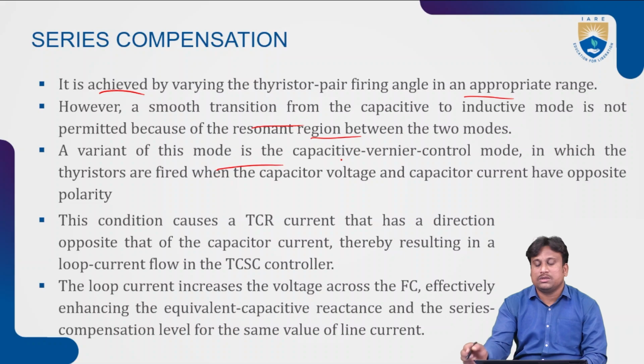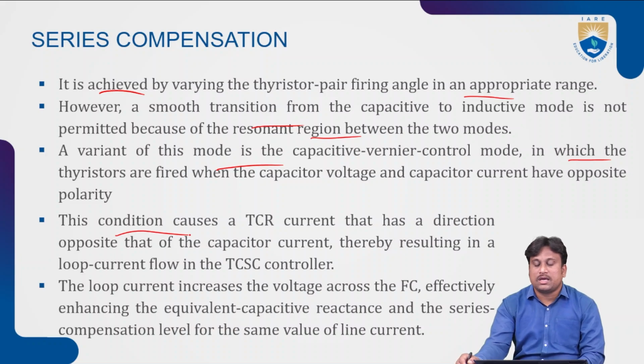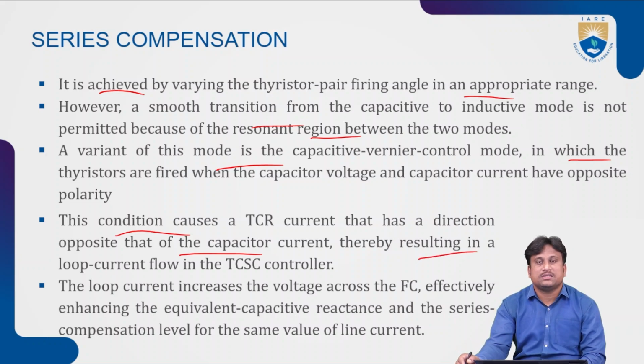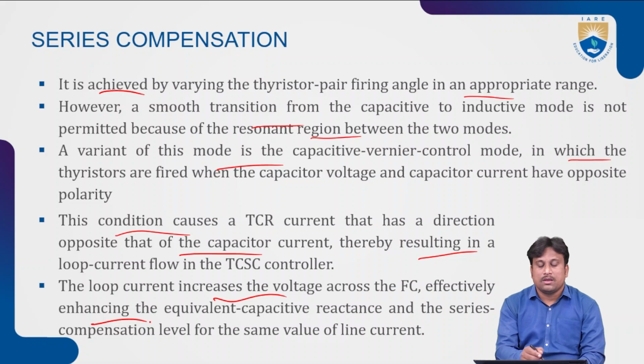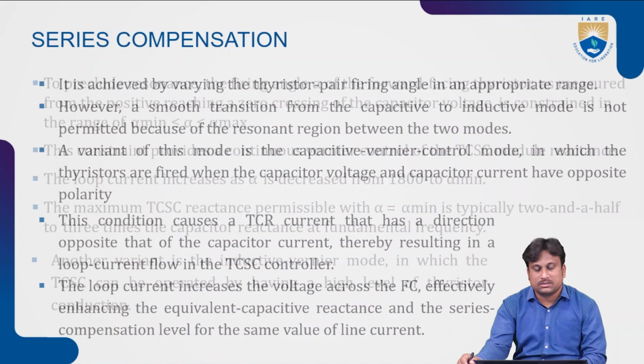A variant of this mode is the capacitive Vernier control mode, in which thyristors are fired when the capacitor voltage and capacitor current have opposite polarity. This condition can cause a TCR current that has a direction opposite to that of the capacitor current, thereby resulting in a loop current flow in the TCSC controller. The loop current increases the voltage across the fixed capacitor, effectively enhancing the equivalent capacitive reactance and the level of series compensation for the same value of line current.